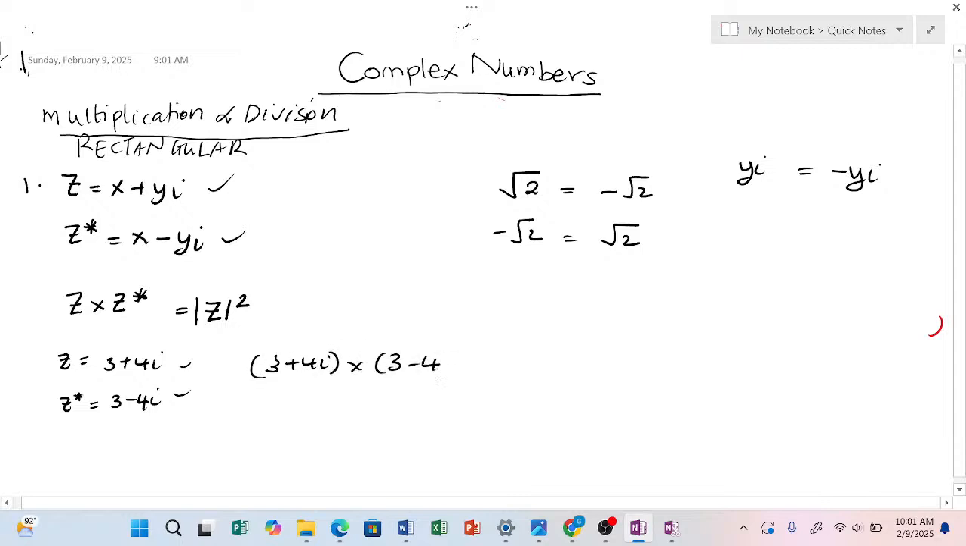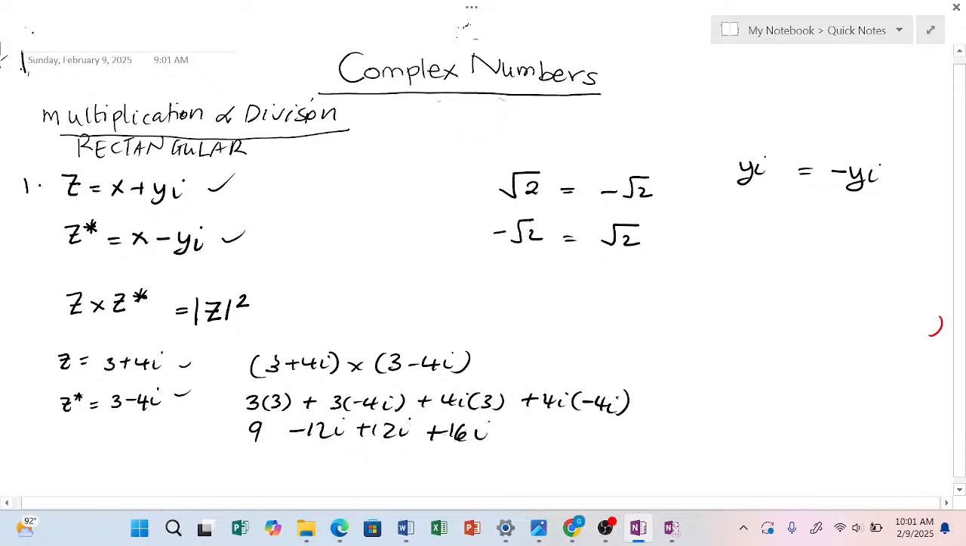multiplying 3 minus 4i. So taking 3 to multiply, that is 3 times 3, then plus 3 times minus 4i, plus 4i multiplying 3, plus 4i multiplying minus 4 what? i. And this is what? 9 minus 12i plus 12i plus 16. I'm sorry, 16, not 16i, plus 16. Let me erase that. So you realize that we are going to get what? 9 plus what? 16, because this and this will go to 0.